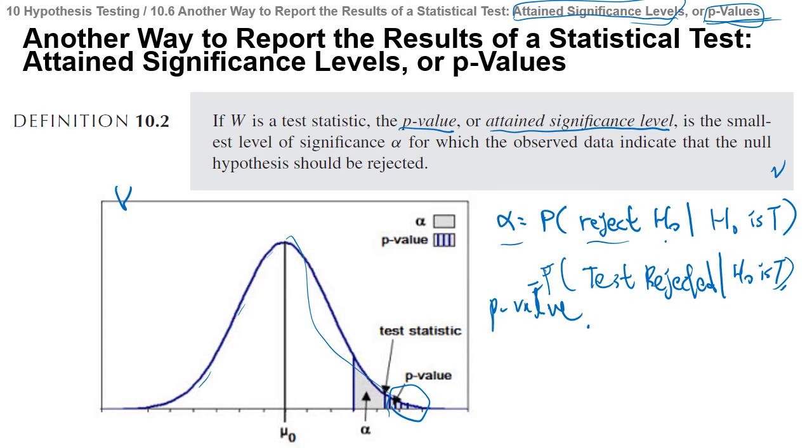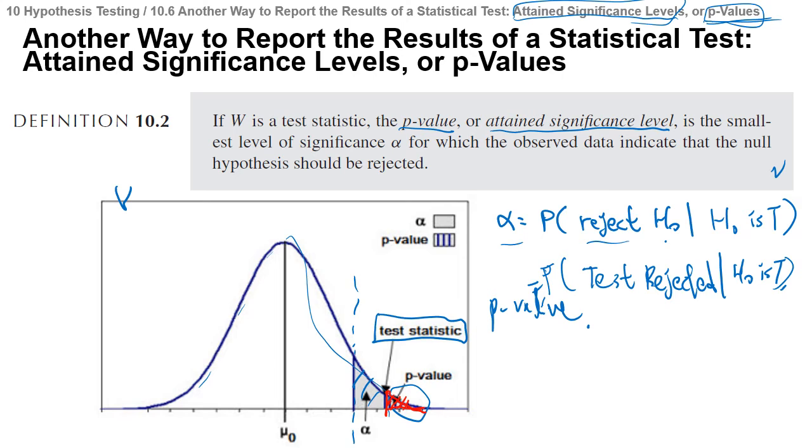And if you fix the number alpha, then you can get the decision rule. If we have something that is inside of this region, then we will reject the null hypothesis. That's our decision rule for the test. And if we get the test statistic, we can calculate the area here. And this is the p-value.